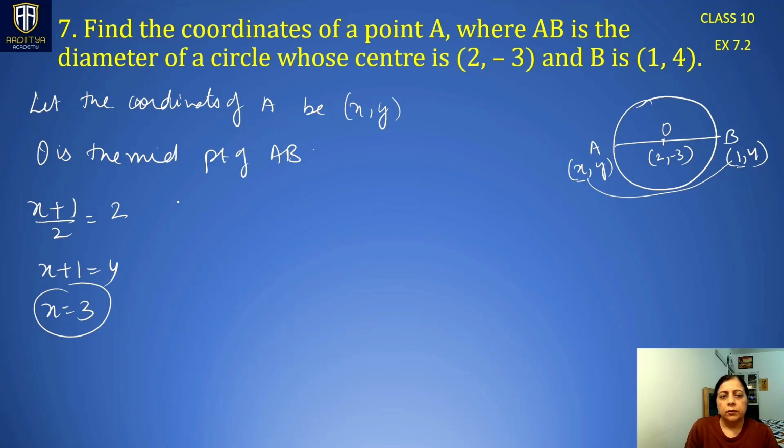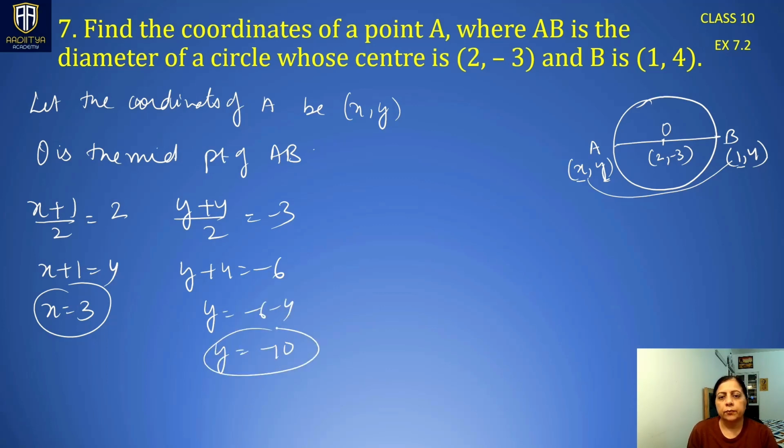Then we have (y plus 4) upon 2. This is y1 plus y2. (y plus 4) divided by 2 is equal to minus 3. y plus 4 is equal to minus 6. So y is equal to minus 6 minus 4. y is minus 10. So the coordinates of point A become (3, minus 10). Right?